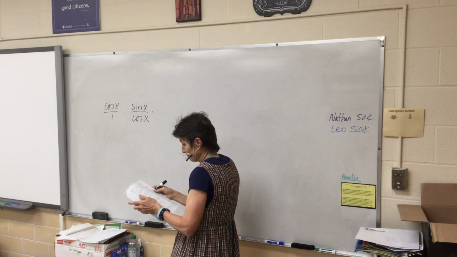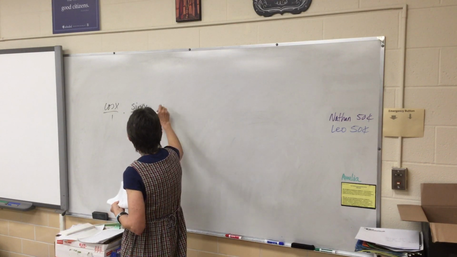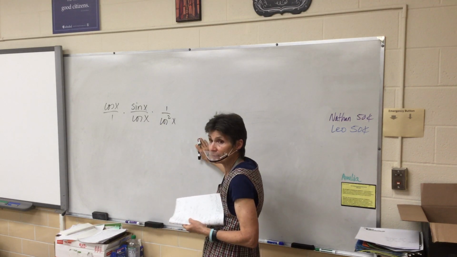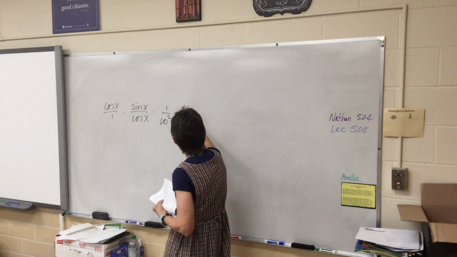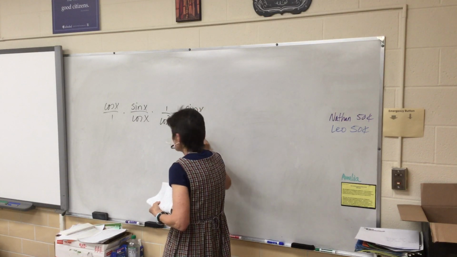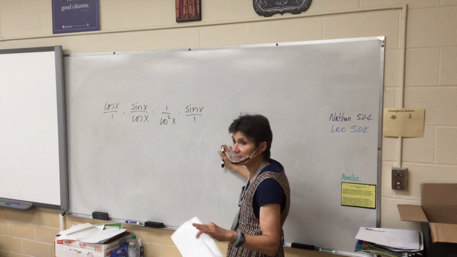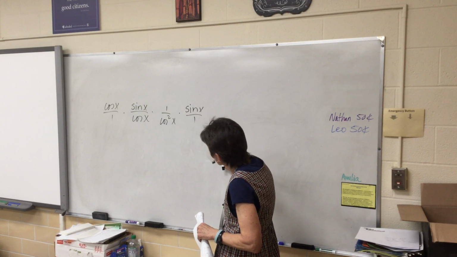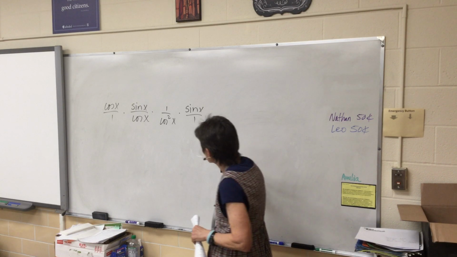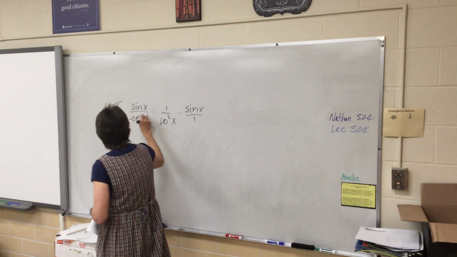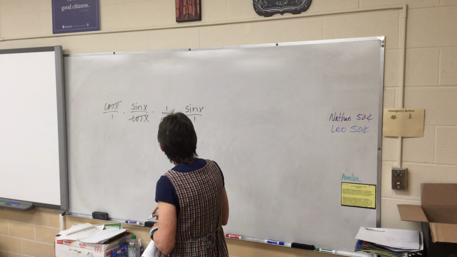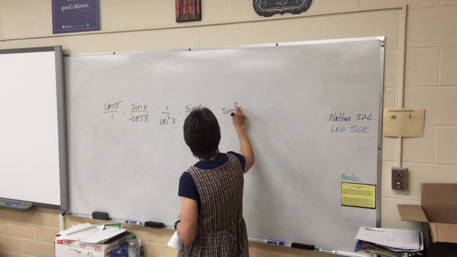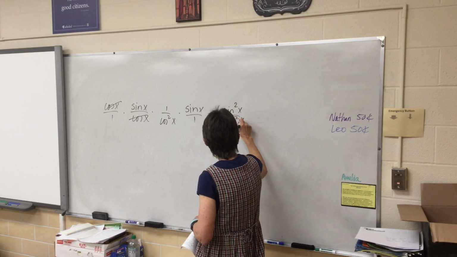What's secant? 1 over cosine, and it'll be squared because it's secant squared, and then sine over 1. As Grace said, we don't change sines and cosines. They're like the base units. We change everything else. All right, now, it's all multiplication, so we can start canceling. That's going to cancel with that. That's it. So it looks like I have sine squared over cosine squared.